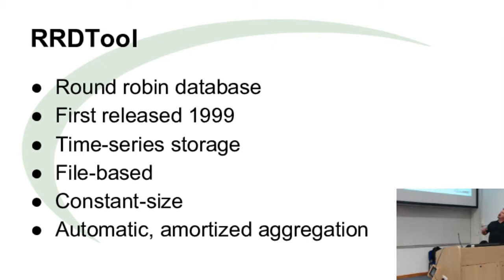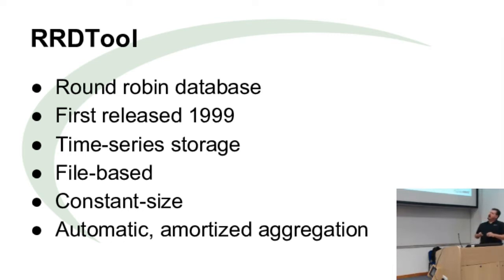So let's look at this. RRD is also a very old project, about 15 years old. It stands for Round Robin Database, and it's ostensibly about time series storage. It's a file-based solution, all constant size, self-maintaining, and it does incremental aggregation. So every value you put in gets aggregated into one of the aggregations you've created.